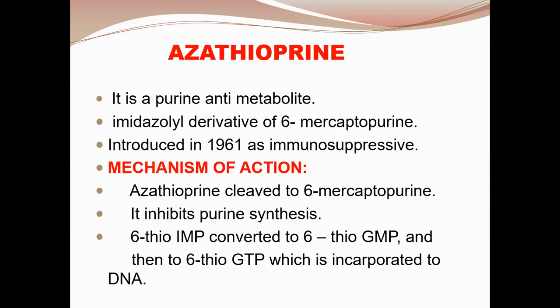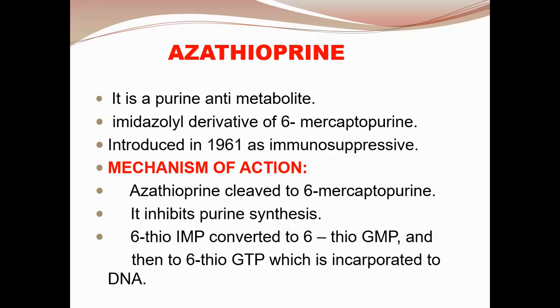So the mechanism of action of azathioprine: it is cleaved to 6-mercaptopurine, which then inhibits purine synthesis. That is, 6-thio-IMP is converted to 6-thio-GMP and then to 6-thio-GTP, which is incorporated into the DNA.